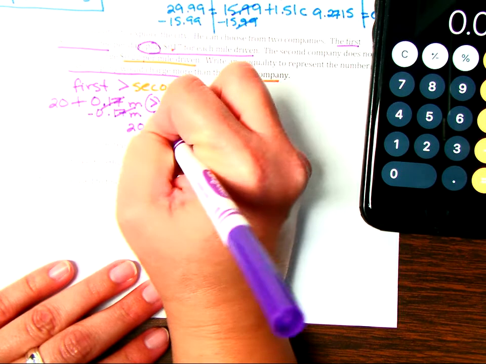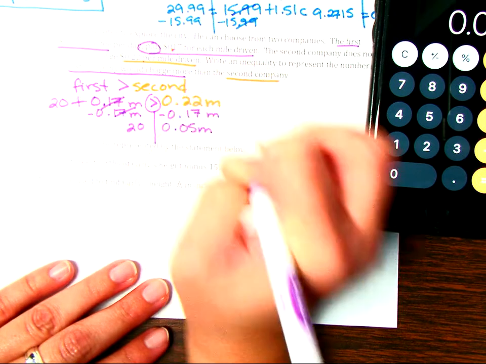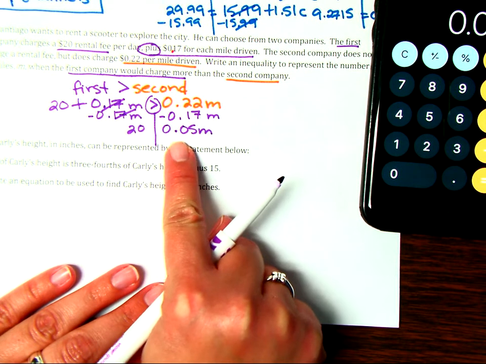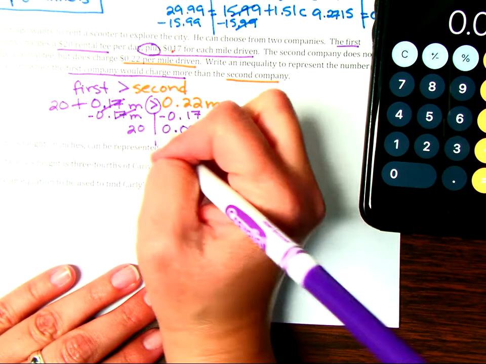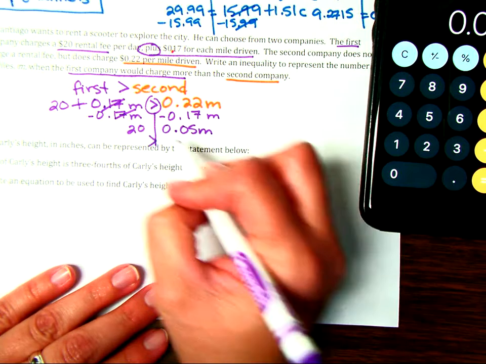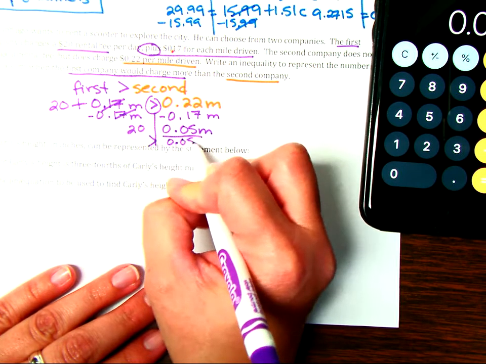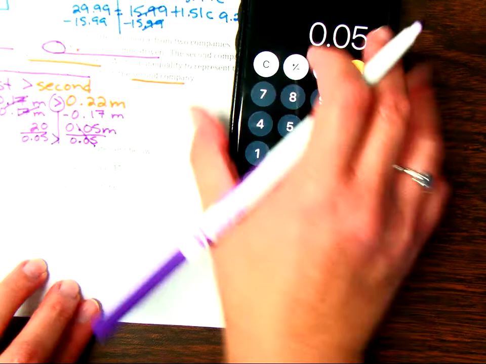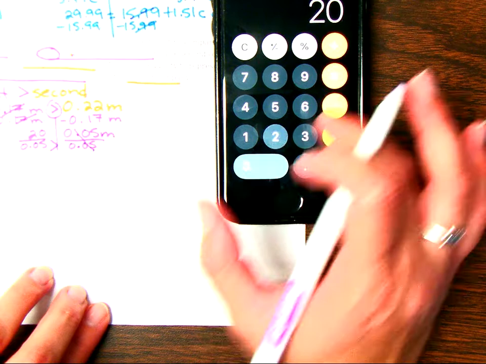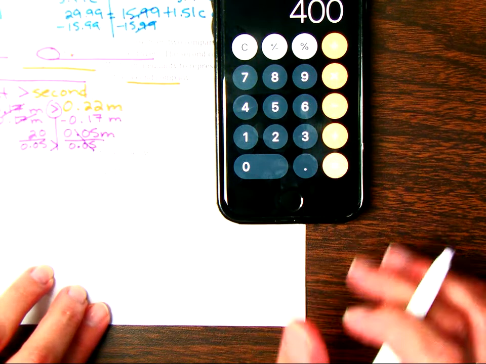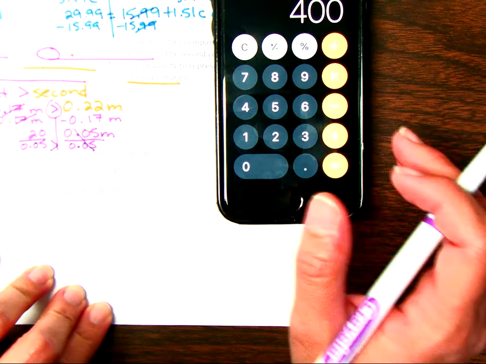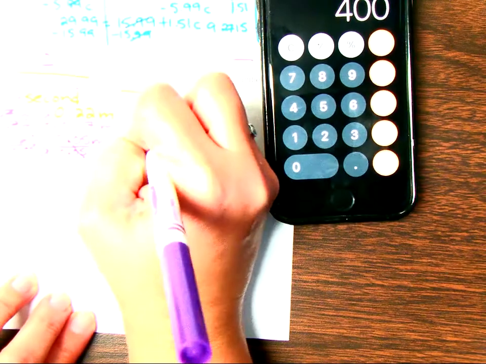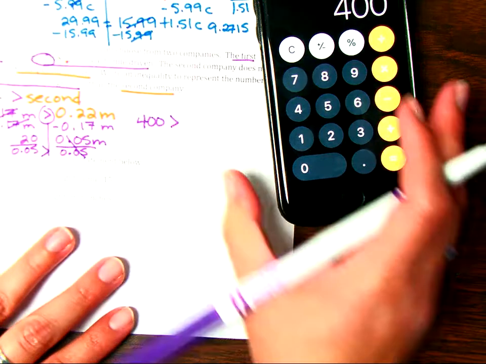Now we need to look at our coefficient. This is a positive, so that means my inequality sign is going to stay. And then we're going to divide by 0.05. Let's move my work again over here. So 20 divided by 0.05 is 400. And we kept our inequality sign the same, and we got my letter M by itself.